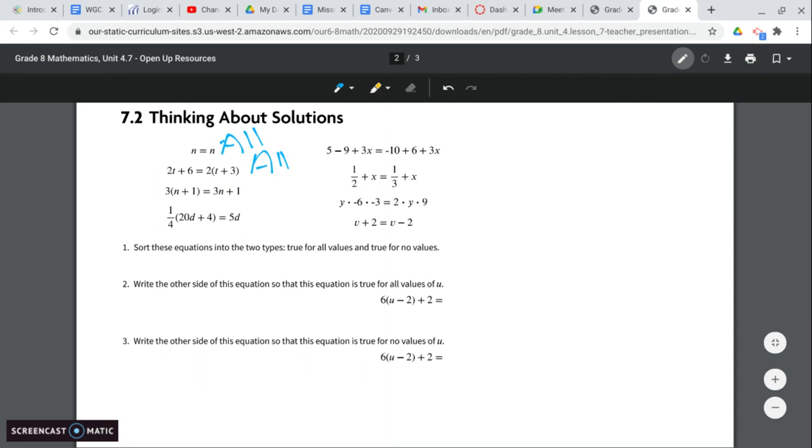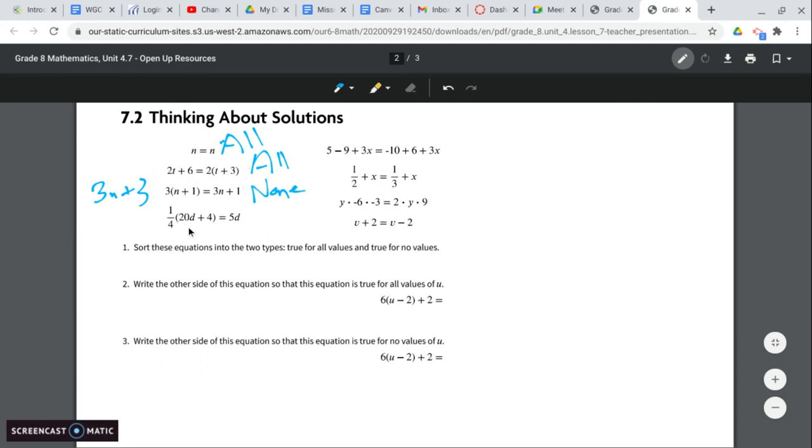The next one, we have 3 times n plus 1 equals 3n plus 1. If we distribute this 3, we're going to get 3n plus 3 equals 3n plus 1. Well, the 3n's cancel, but then we're left with 3 and 1. 3 does not equal 1, so this is a none. Remember, none is when our variable cancels out, and what's left is not a true statement. Whereas with the all, the two t's would have canceled, or the n's cancel. What we get is the same.